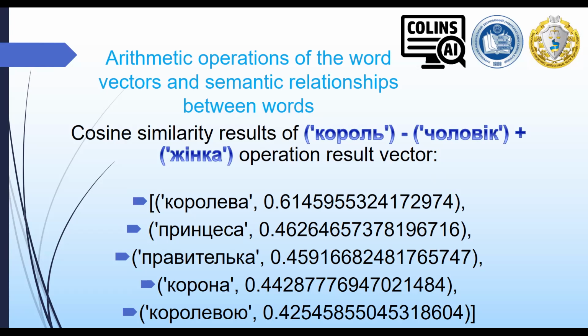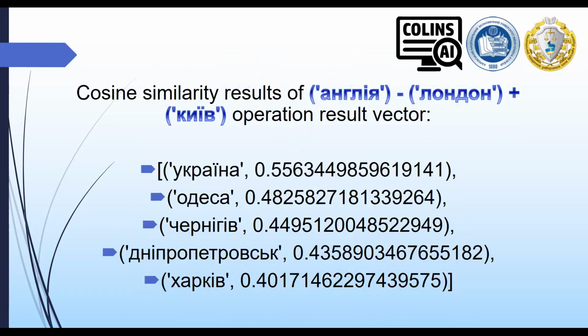The next slide, please. Here you can see the first 5 word vectors with the closest cosine similarity to the result vector of the operation Angliia minus London plus Kyiv, as shown below. The result of this operation is Ukraine, the first vector among the cosine-like vectors. It is the transition of the relationship between countries and their capital cities. Vectors are compatible with the semantic relations of the words they belong to.